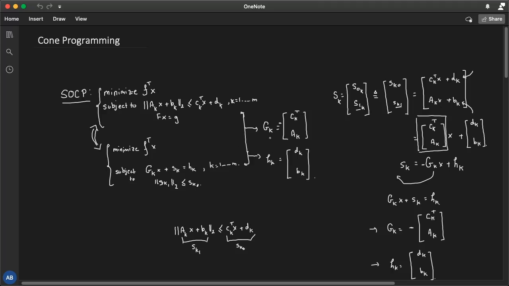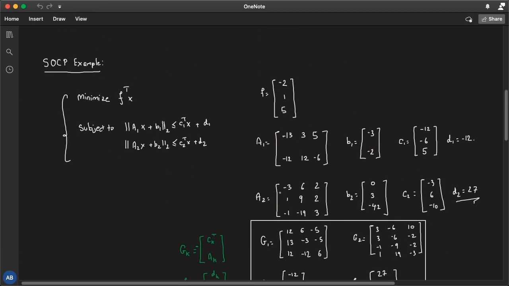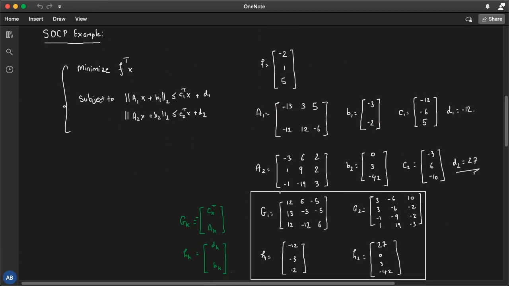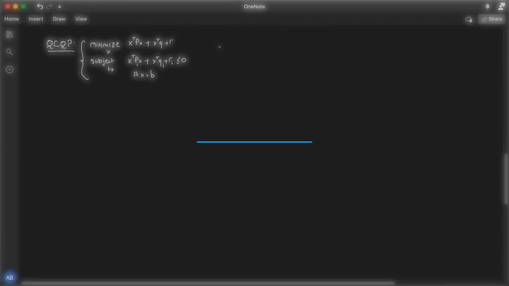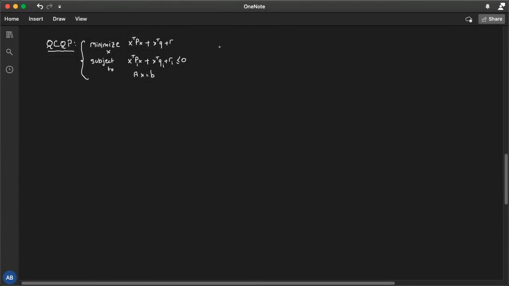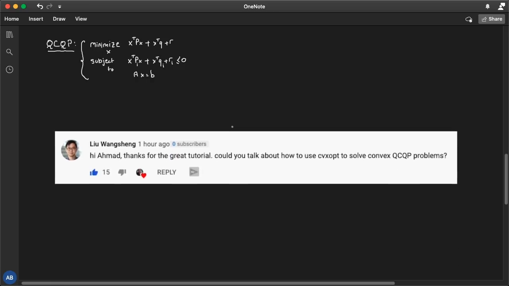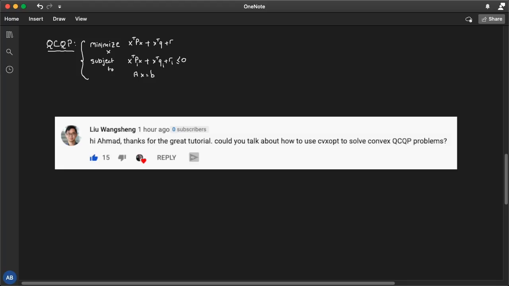Well, they're G in terms of C and A, and H in terms of D and B, as we did over here in this three-dimensional example. Okay, another interesting problem is quadratically constrained quadratic programs. This is based off a comment by Louis Wang Shang, where he says, "Hi Ahmad, thanks for the great tutorial. Could you talk about how to use CVXOPT to solve convex QCQP problems?"